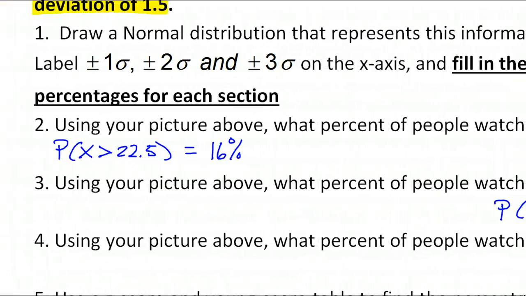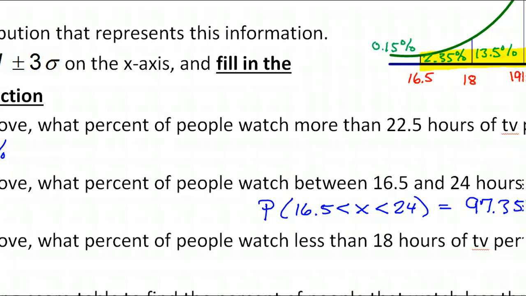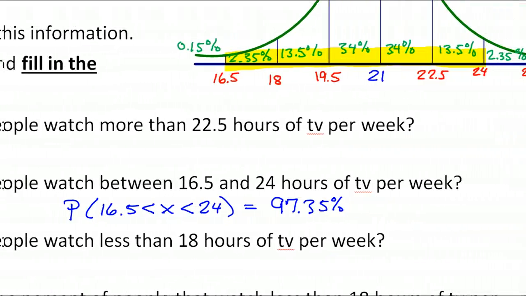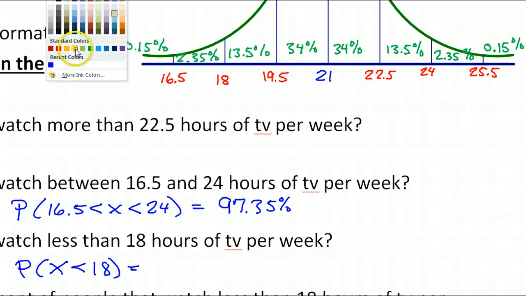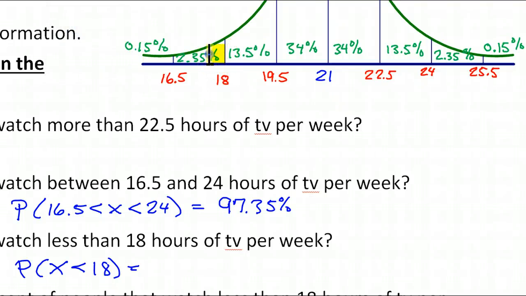Okay, looking at number 4. Using your picture above, what percentage of people watch less than 18 hours of TV per week? We're talking about the probability that X is less than 18. Let me go back to yellow. Here's 18, so less than 18 is going to be to the left here. So just add up those two numbers, and that's going to be 2.5%.